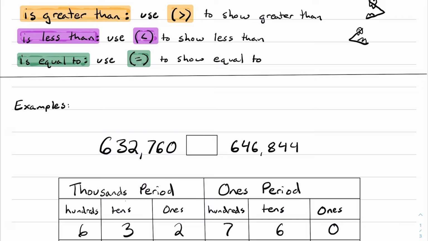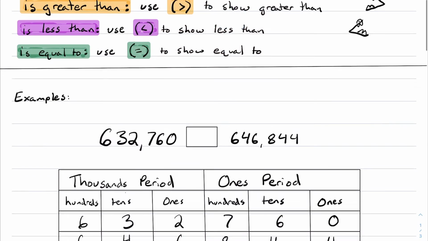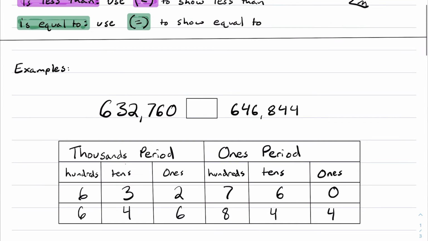So we're going to start in the hundred thousands period. So we're going to start right here, and we're going to compare those. We have 6 and 6, so they're equal. So then we're going to go to the next one. And here we have different numbers. In our ten thousands period, we have different numbers. We have a 3 and 4. And since I know that 4 is a bigger or greater number than 3, I know that this number right here is going to be bigger than the other number.